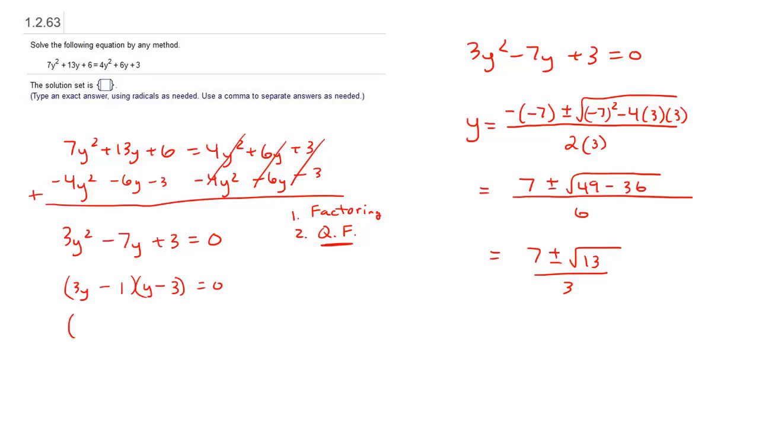Alright, so at this point what you want to do is write it out as far as answers go. You want to write it as 7 plus the square root of 13 over 3. Once you set that up, then you're going to do another one here, 7 minus the square root of 13 over 3.